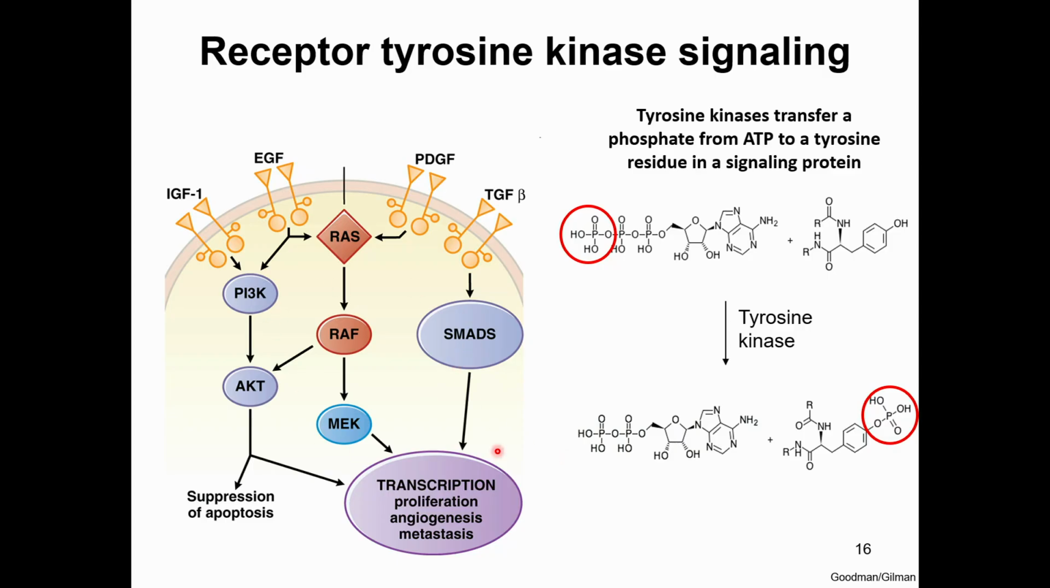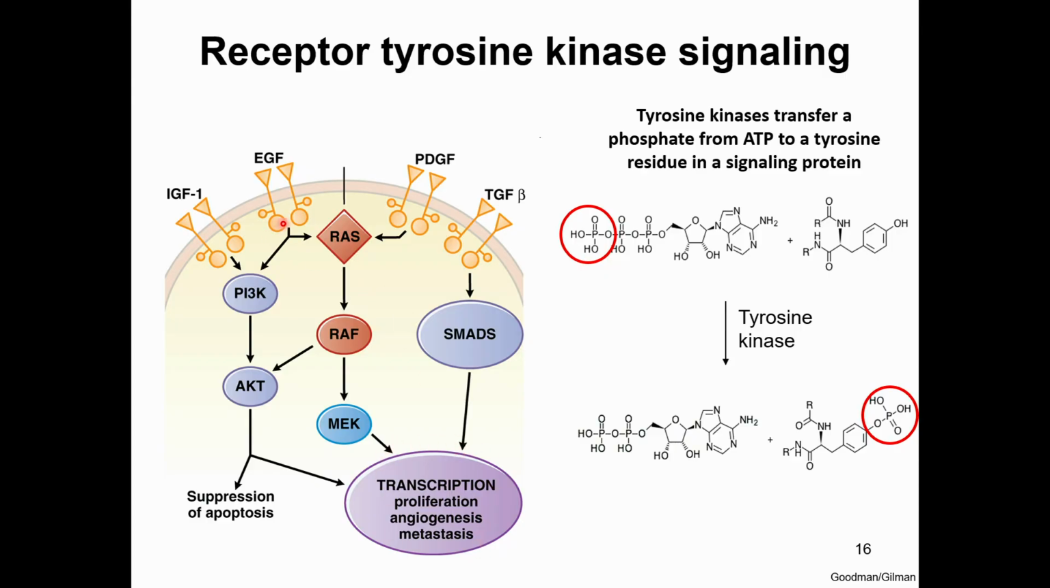So there's complexity that goes on within the cell, and there's also crosstalk and branching pathways. So for instance, if you want to suppress apoptosis, ligand binding to IGF-1, EGF, and PDGF can do that because you follow the arrows and they end up at suppression of apoptosis. But TGF-beta won't do that. So there are three ways to get suppression of apoptosis, and one way to get purely transcriptional responses.